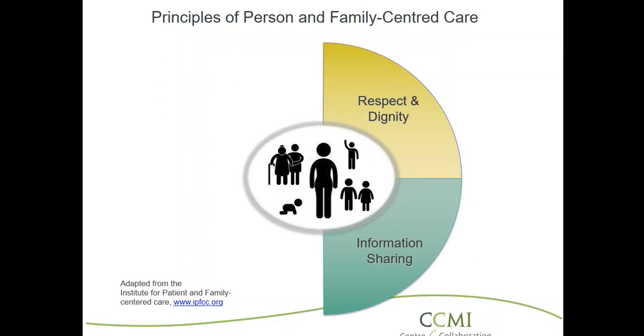The second principle is around information sharing, and helpers communicating and sharing complete and unbiased information with people and families in ways that are affirming and useful. People and families receive timely, complete, and accurate information in order to effectively participate in care and decision making in a way that makes sense for them.